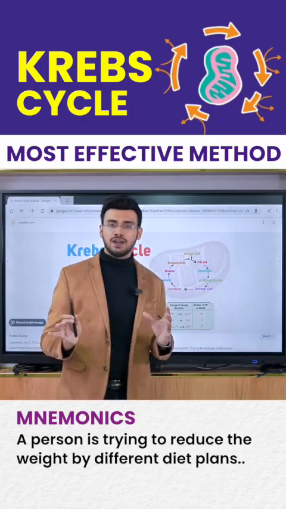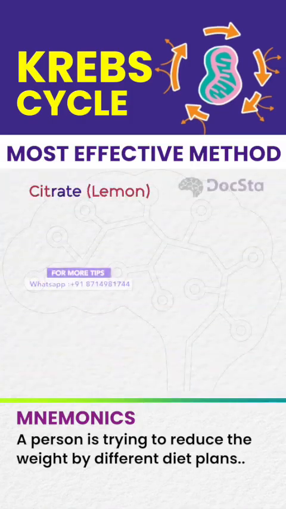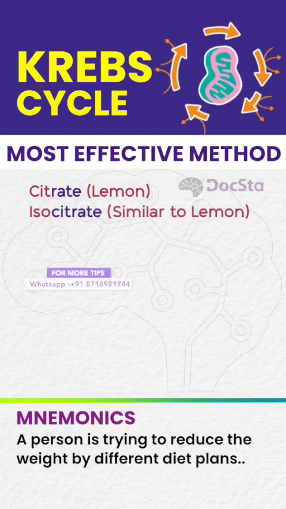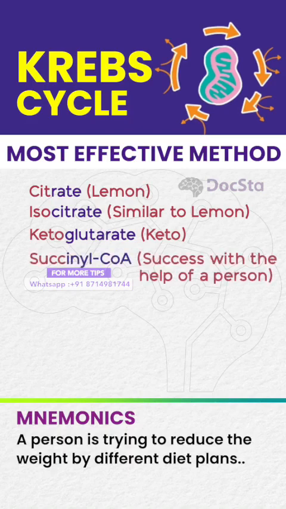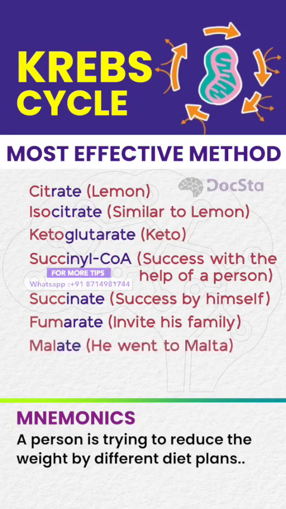So what is the story? For weight loss, one person have tried citrate first. Then he tried isocitrate. Then he tried keto, that is alpha ketoglutarate. He succeeded with the help of a person, that is succinyl coenzyme. Then he succeeded himself, that is succinate. Then what he did? He invited his family, that is fumarate. Then he went to Malta, that is malate. And he went for eating ox meat, that is oxaloacetate. How easy it is.